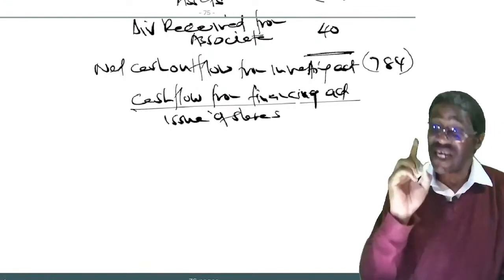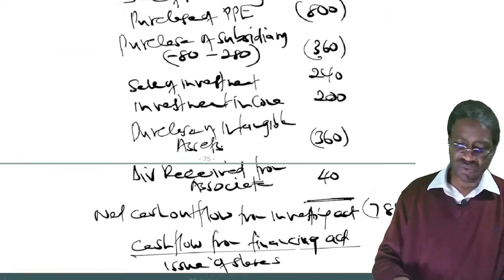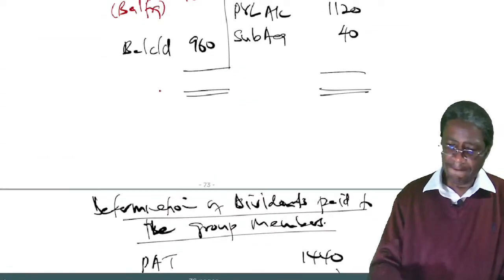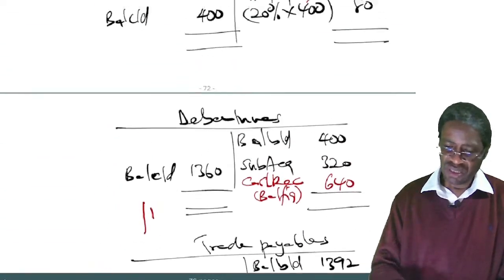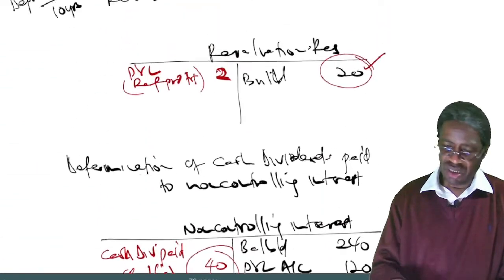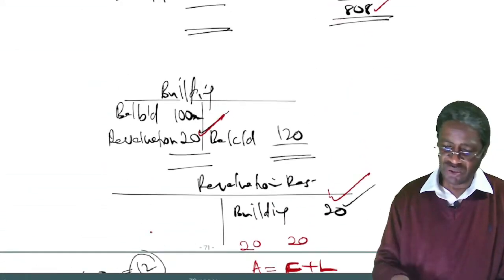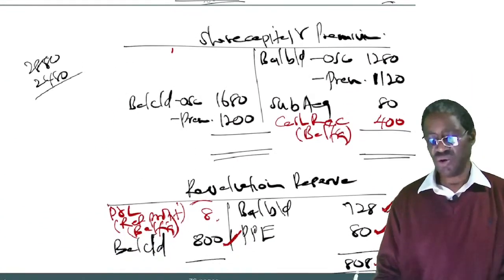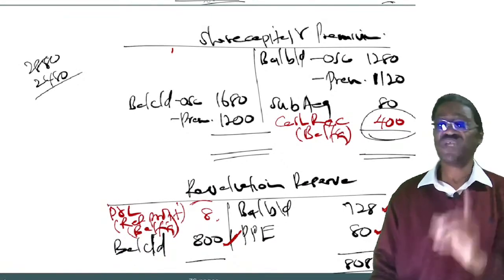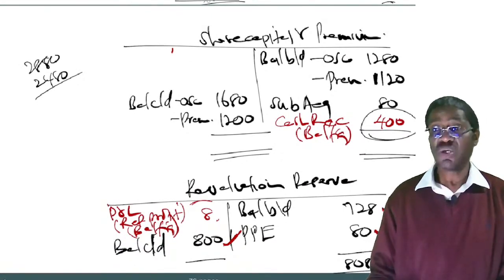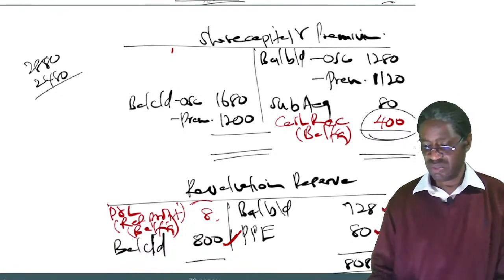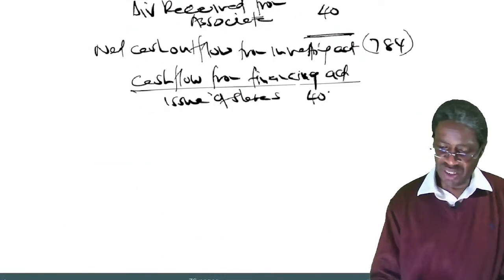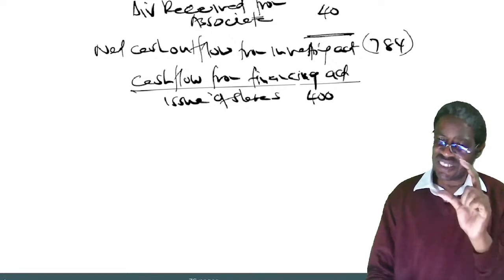So let's go to where we analyzed the account called share capital. When we were analyzed it last time, what did we get? Where is it? Ah, it's here. When we analyzed it, we got a balance of 400 million to be the cash received from the issue of shares. That's where we got it. That's 400.